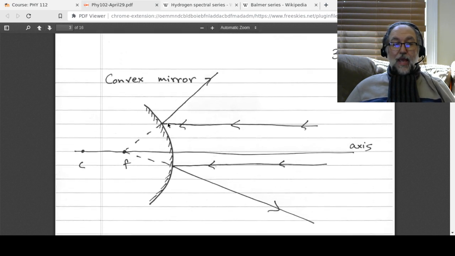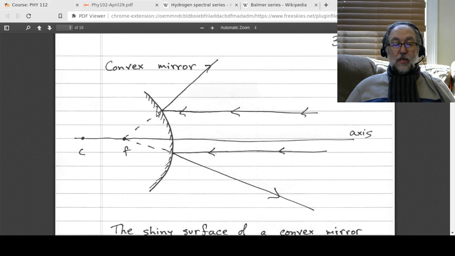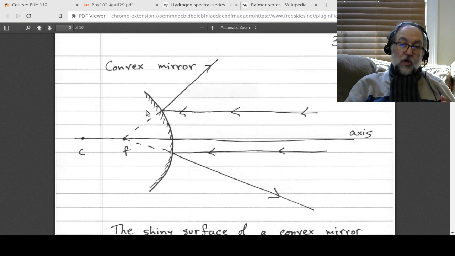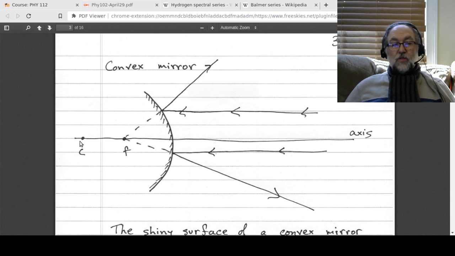You can similarly make a convex mirror. Okay, so what's a convex mirror? It's in a sense got the same shape, being semicircular, as the concave mirror, but we're going to switch the opaque and the shiny side. Okay, so the shiny side is on the outside over here, on this side over here, and the opaque side is over here, and here's the center of curvature right there, and the focal point is there.